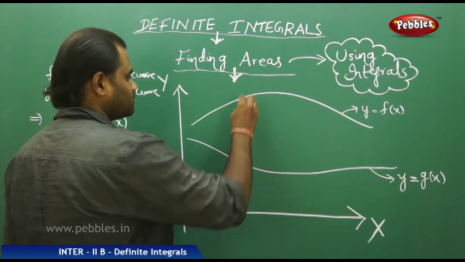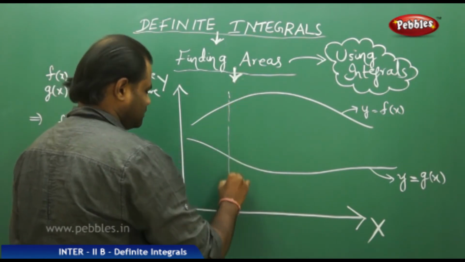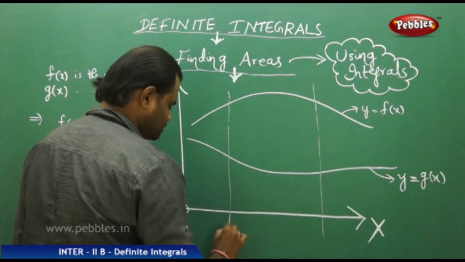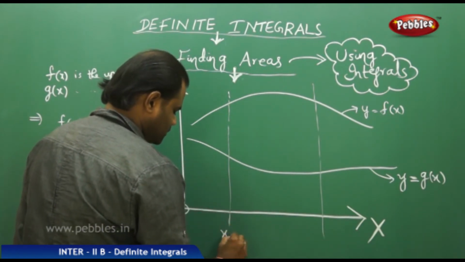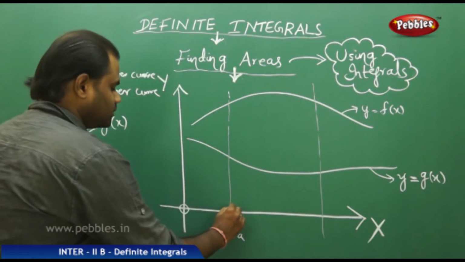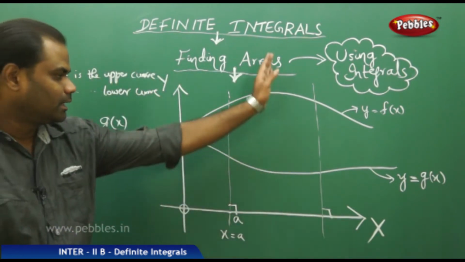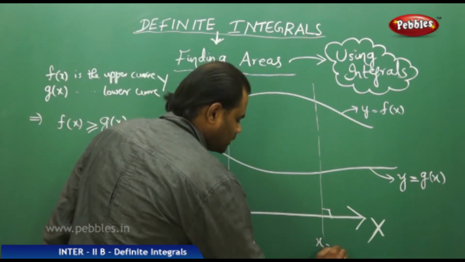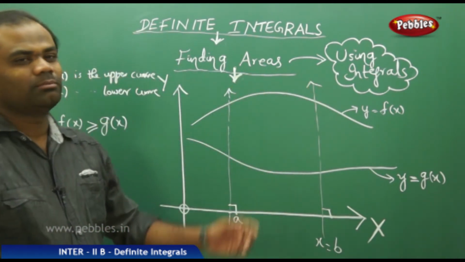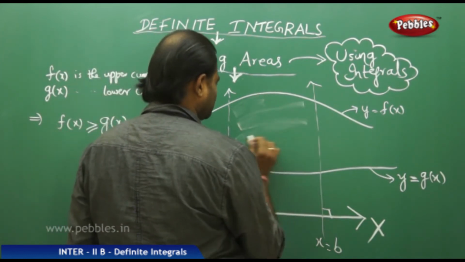So for example, I want to find the area between x equal to a, where the line cuts at a and which is perpendicular to the x-axis, and this is the line x equals b. Now using these two lines, we form a bound, that is, we have to find the area of this region.